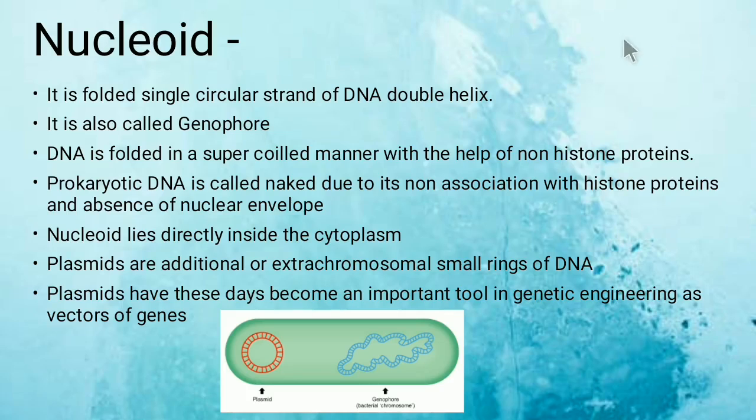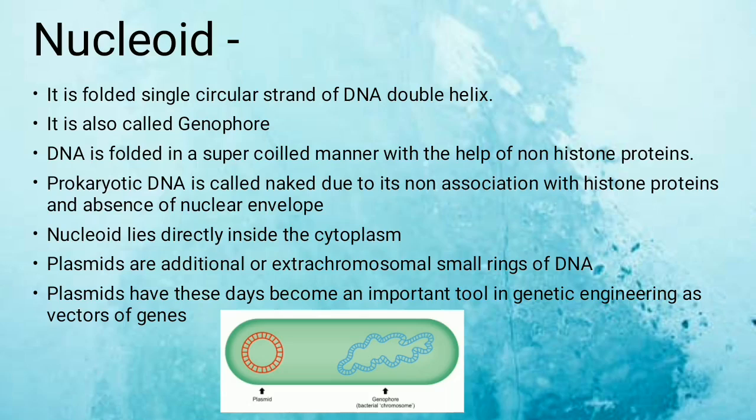Nucleoid. It is a folded single circular strand of DNA double helix which is also called genophore. The DNA strand is 250 to 700 times the length of the cell. It is folded in a supercoiled manner with the help of non-histone proteins or polyamines and RNA. Prokaryotic DNA is called naked due to its non-association with histone proteins and absence of nuclear envelope.